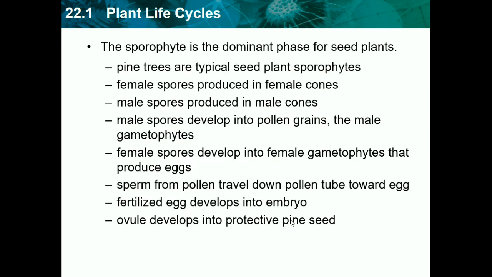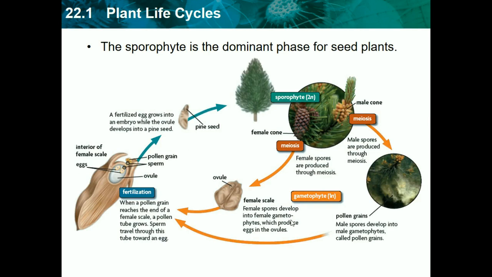The ovule develops into protective pine seeds. So the sporophyte is the dominant phase for seed plants. A fertilized egg grows into an embryo while the ovule develops into a pine seed. So we've got a seed which produces a tree, and the eggs are produced in the female cone, and pollen is produced in the male cone. They both go through meiosis. The female spores are produced through meiosis, and we get an ovule.